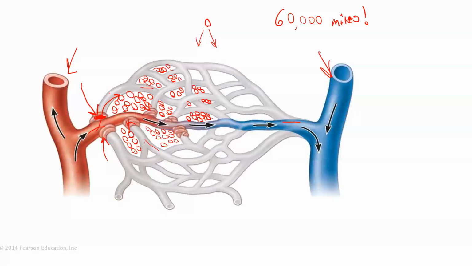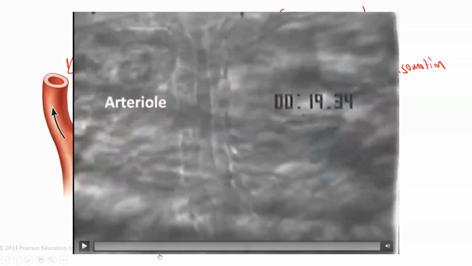So it's not the case that blood is perfusing all of your capillaries at the same time, because you simply don't have enough blood to pass through 60,000 miles of capillaries all at once. Rather, blood squirts through the capillaries in an intermittent, discontinuous fashion, which is known as vasomotion. And here's a little video that shows this.